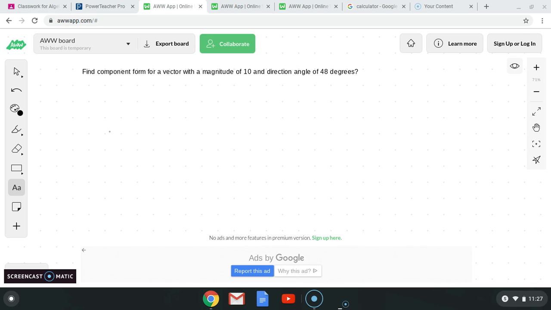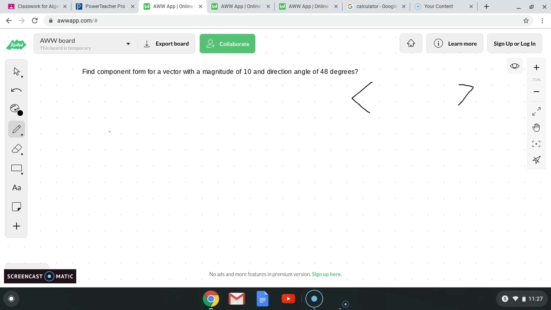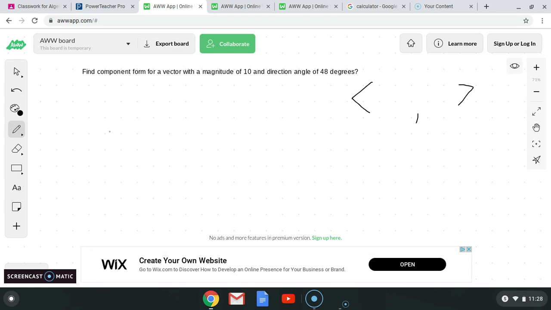So just a quick reminder, we're looking for the component form. So component form, right? We're looking for brackets like this. Sorry about the handwriting. And then it's our x component and our y component. So it says how far we went right and left, and how far we went up and down.